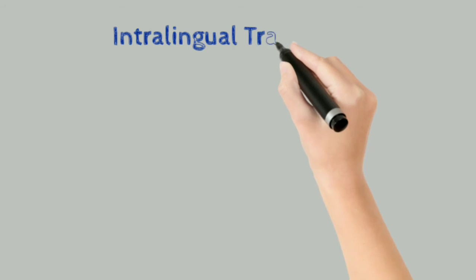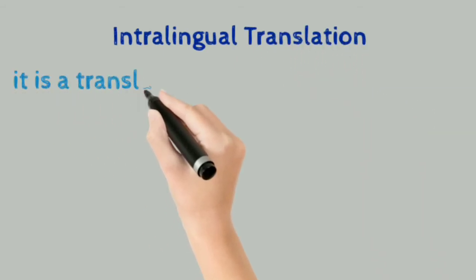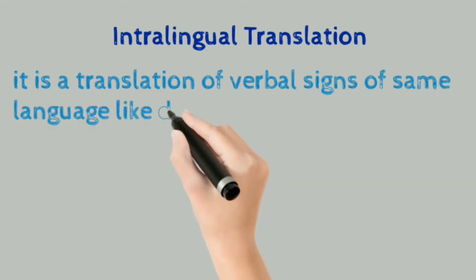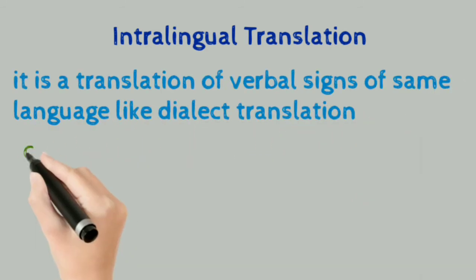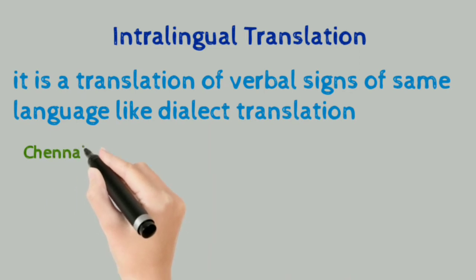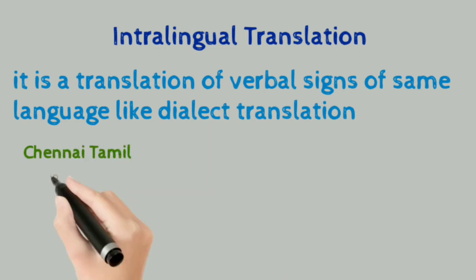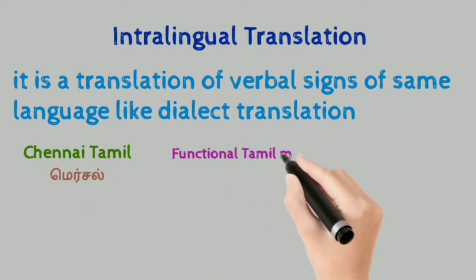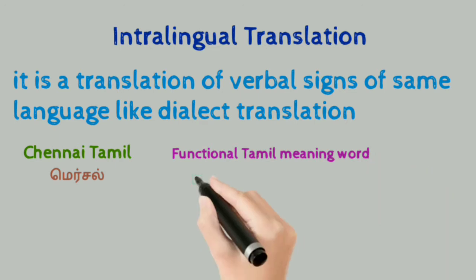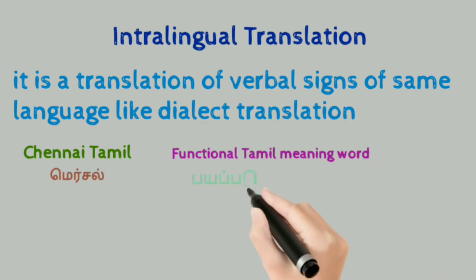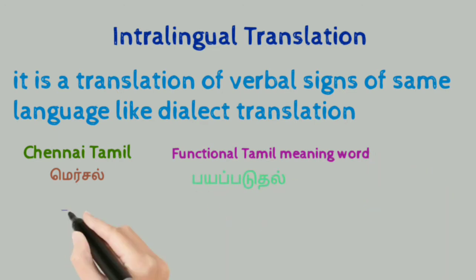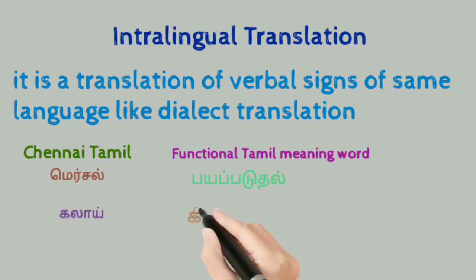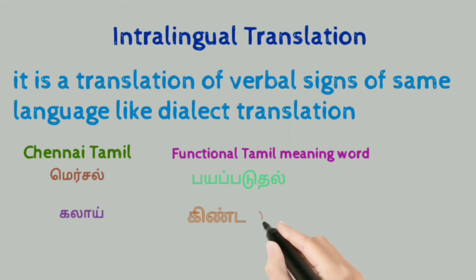So what is intralingual translation? Intralingual translation is nothing but translating within the same language, verbal signs and non-verbal signs, right? Especially verbal signs. Normally we have different kinds of dialects in Tamil Nadu. So Chennai Tamil is translated into functional Tamil. For example, the word mersal means bayapadudal, afraid of it, in functional Tamil. And Chennai Tamil Kalai in functional meaning is kindle.